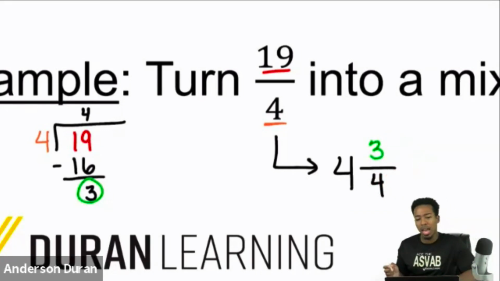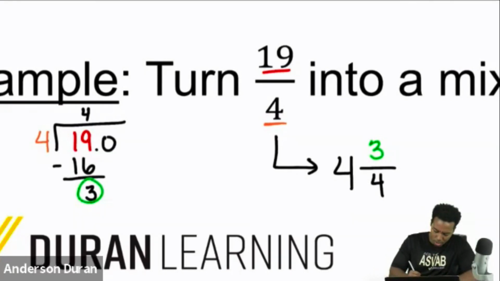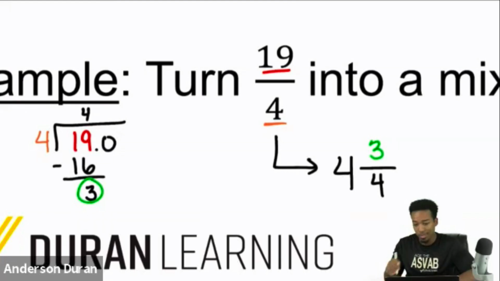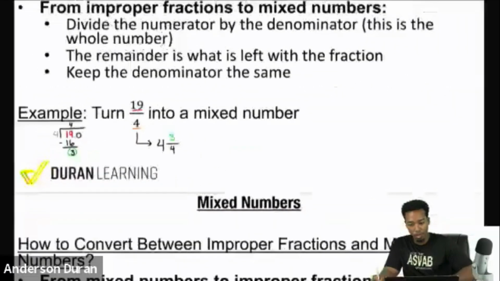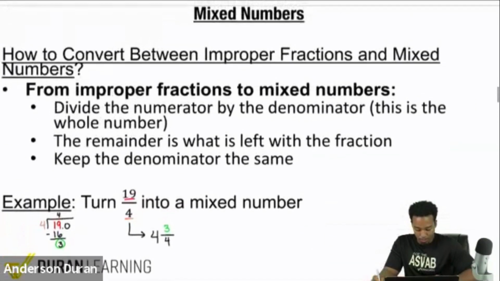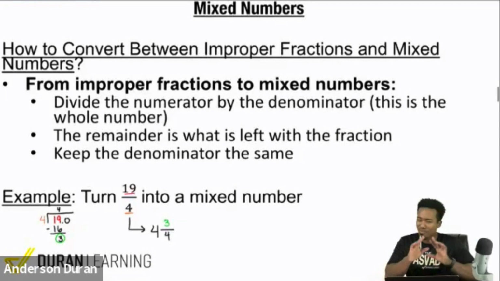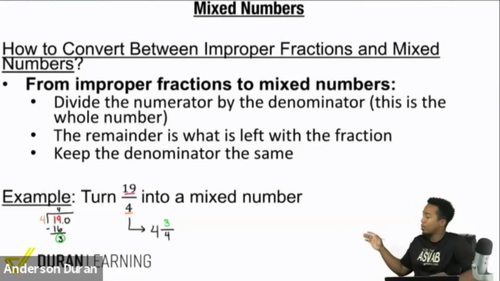And someone asked directly here, why don't you actually go ahead and put a 0 here and keep dropping? Because the point here is to convert an improper fraction into a mixed number, not to convert to a decimal. Good question, though. That's a great question. And so there's a brief example of how to turn an improper into a mixed number.